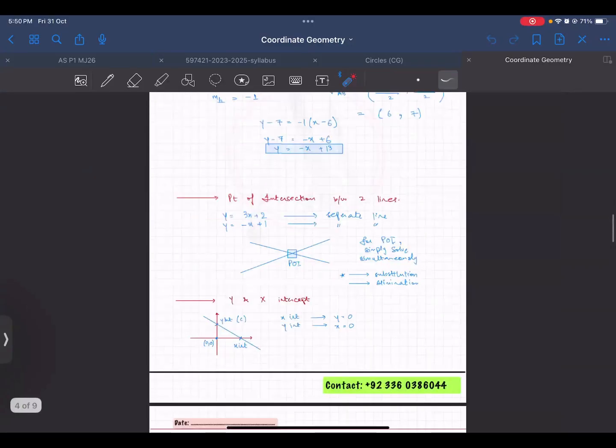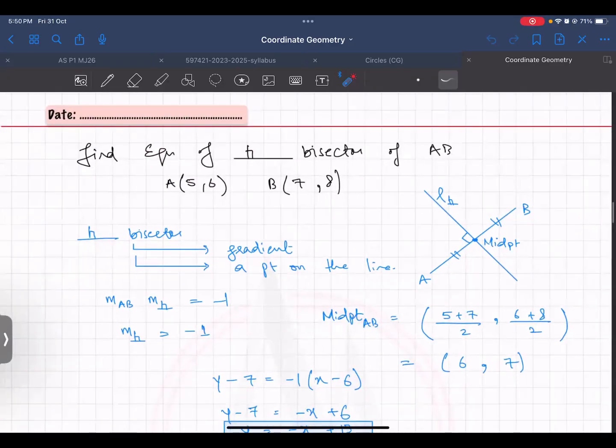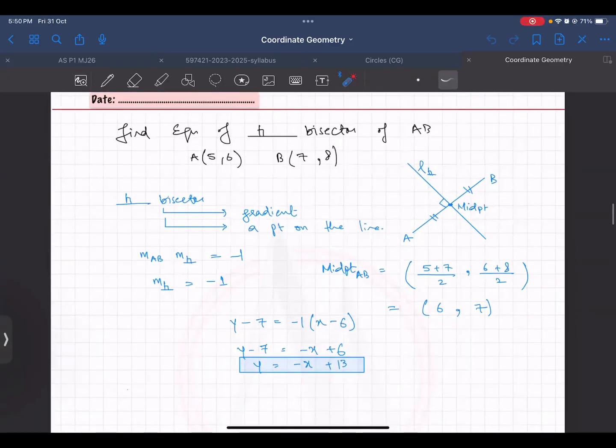So perpendicular bisector is what? A line which is passing through the center of 2 points perpendicularly. So these are the 2 points, and there's a line L, you can see, passing through the midpoint of AB. This is your A, this is your B, and passing through the mid of AB perpendicularly at 90 degrees.